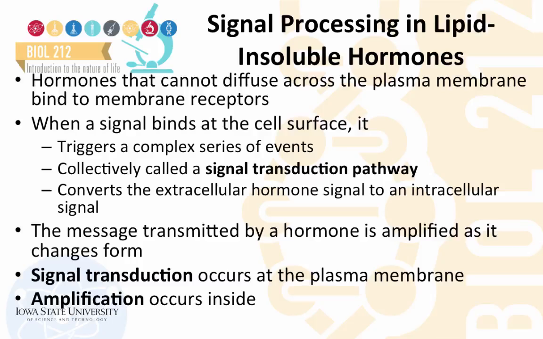Transduction of the signal occurs at the plasma membrane, whereas amplification occurs inside, meaning that even if the signal is present in very low concentrations, once it binds to the receptor on the plasma membrane of the target cell, that small signal is amplified on the inside of the target cell.